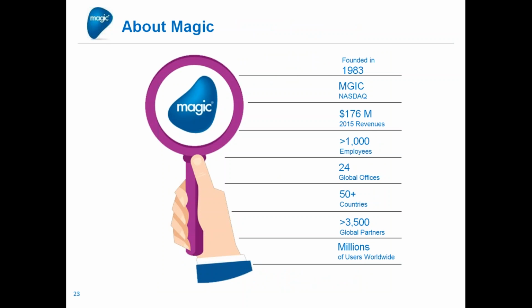So just a word about Magic before I pass things over to Ted for the demo. I wanted to mention that Magic Software has been in business for 33 years. We're not a new company. We've been traded on the NASDAQ Stock Exchange under the ticker symbol MGIC. We had $176 million in revenue in 2015. We've got well over 1,000 employees, more like 1,200 now, 24 global offices, some 50 countries, some 3,500 global business partners that work with us on Magic XPI and Magic XPA, and all in support of millions of users, from well-known name brand organizations down to mid-sized companies.